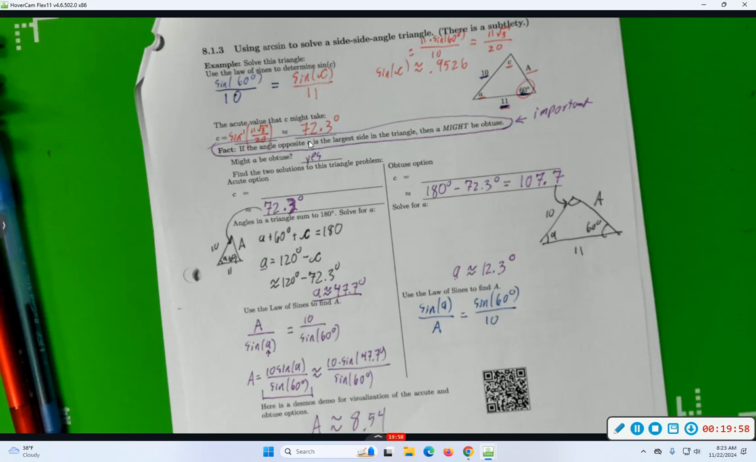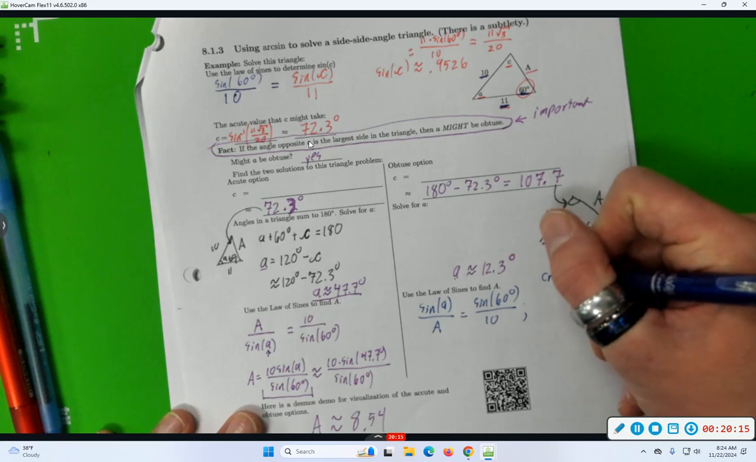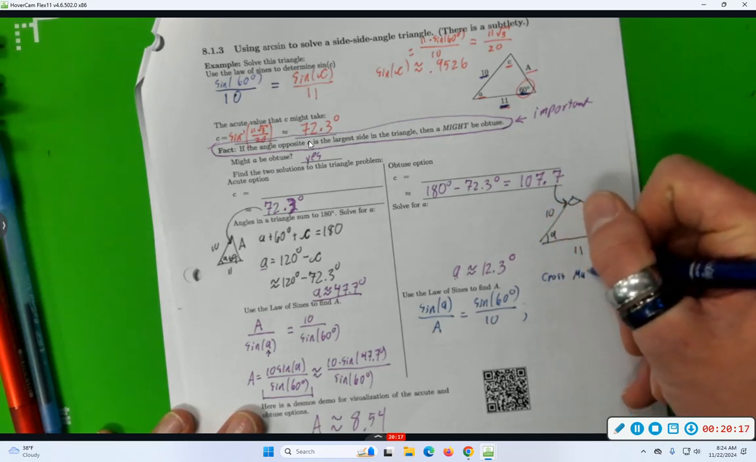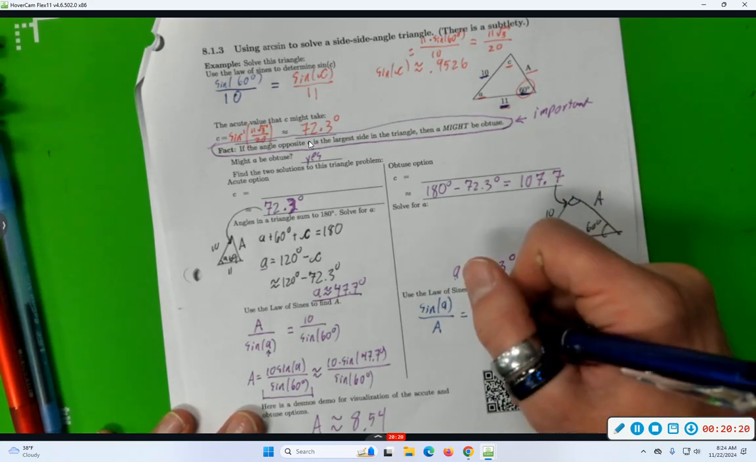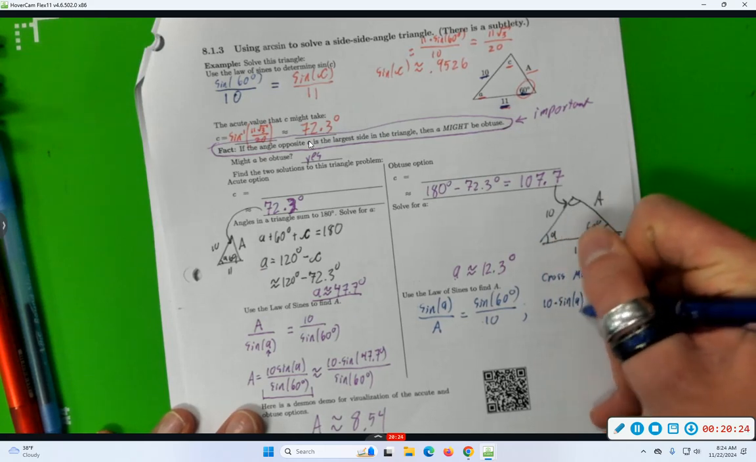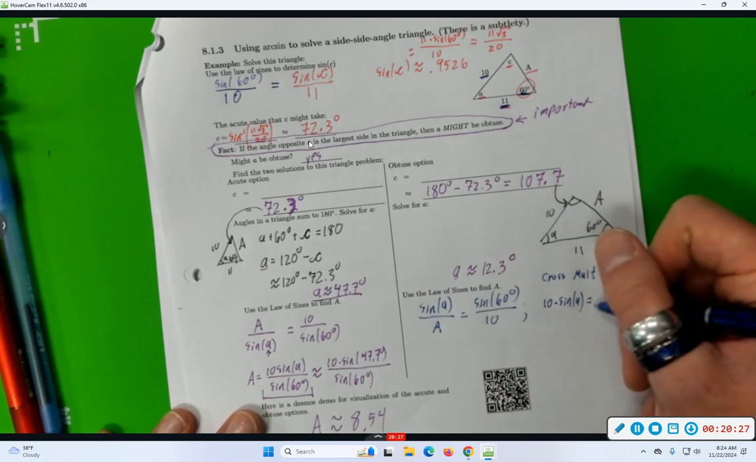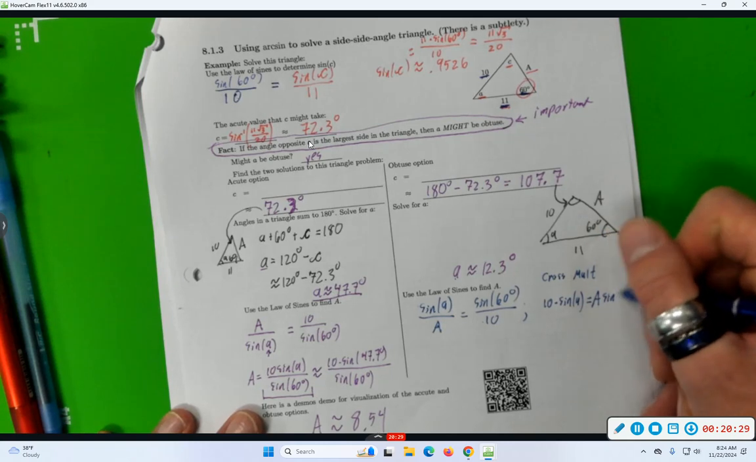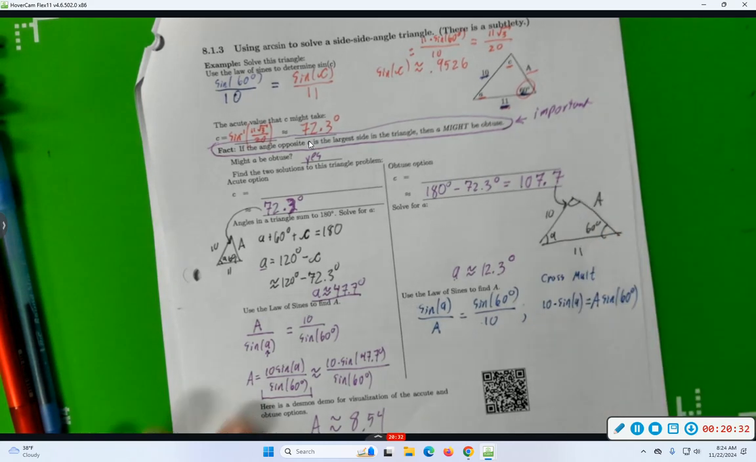What would you need to do that? Cross multiply. Yeah, cross multiply. Right, the big A is in a denominator. I need it to not be in a denominator. So let's cross multiply to get it out. If you cross multiply, 10 goes to the other side to be 10 multiplied by sine of A. Big A goes to the other side, becomes big A sine of 60 degrees.